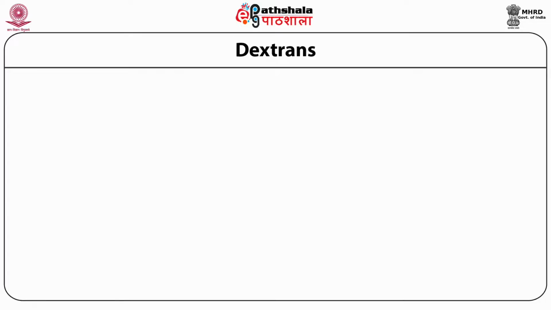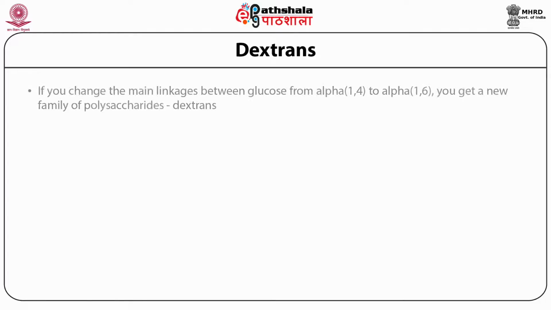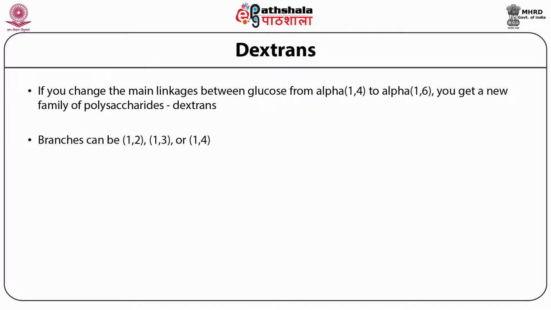Dextrans are another class of complex carbohydrate. If we change the main linkage between glucose from alpha 1,4 to alpha 1,6, you get a new family of polysaccharide, that is dextran. Branches can be 1,2, 1,3 or 1,4. All the possible branching is there. Apart from that, dextrans formed by bacteria are components of dental plaque.